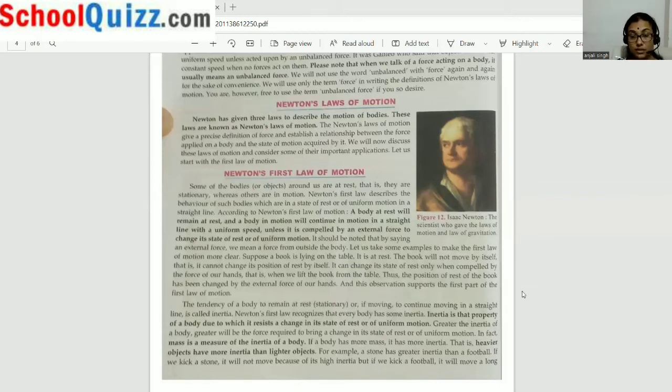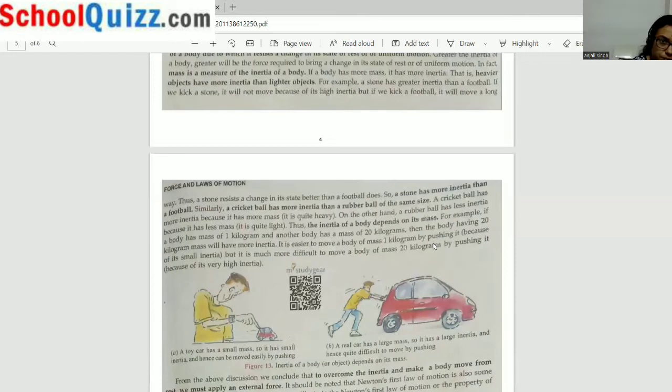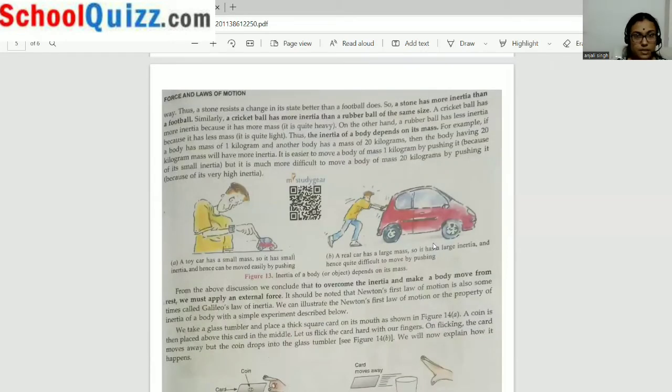Now, for example, a stone has greater inertia than a football. If we kick a stone, it will not move because of its high inertia. But if we kick a football, it moves easily. Like this, a cricket ball has more inertia than a rubber ball. Again, same: a stone has more inertia than a football.